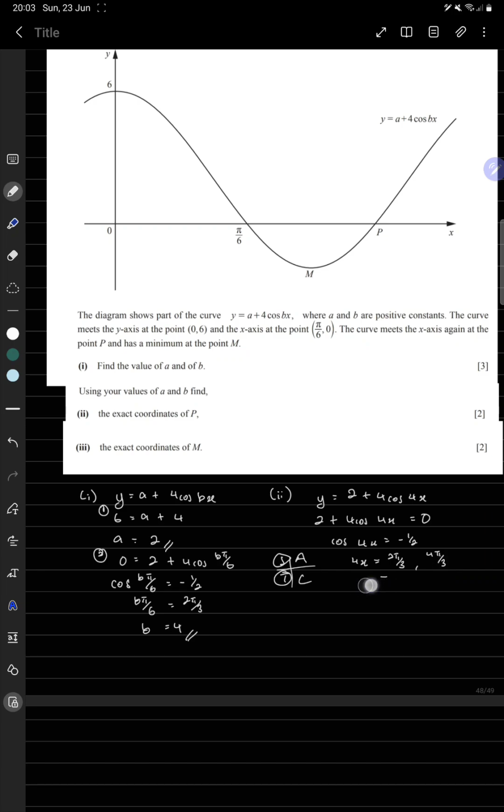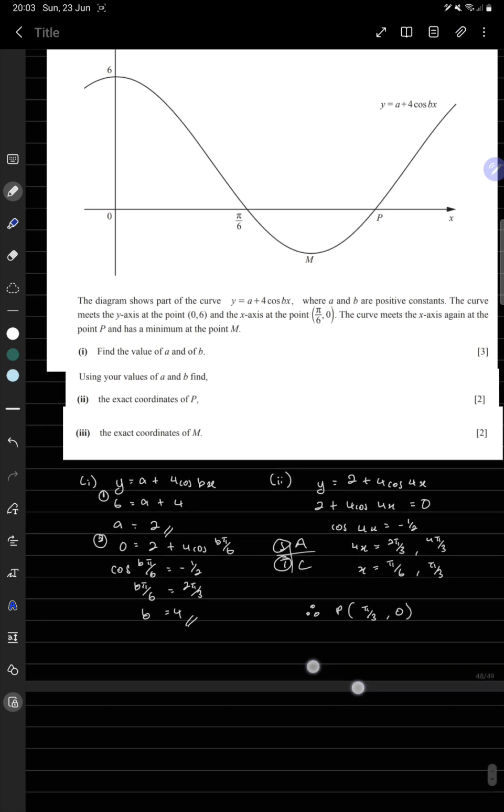Okay, now you want to divide everything by 4. We should have pi over 6 and pi over 3. So pi over 6 is already given here, which means that leaves P to be pi over 3. So let's finalize our answers. P is going to be (pi over 3, 0). Now let's find the final answer.